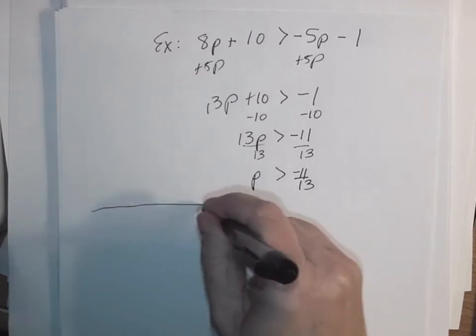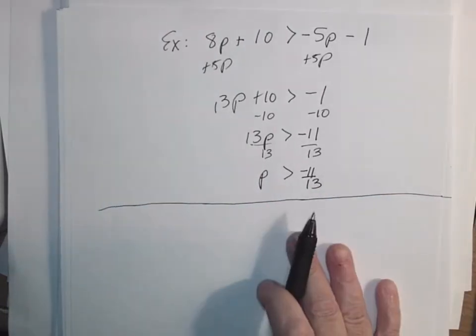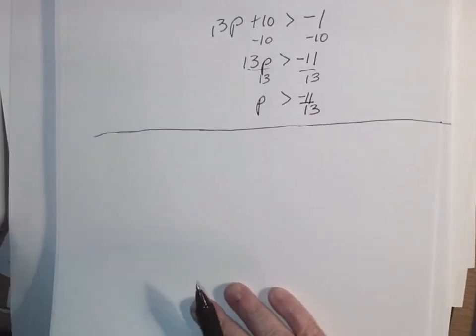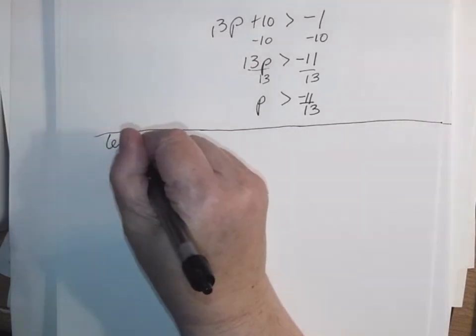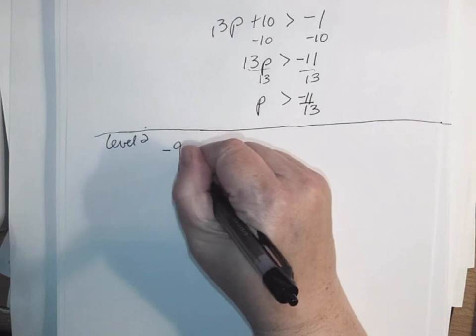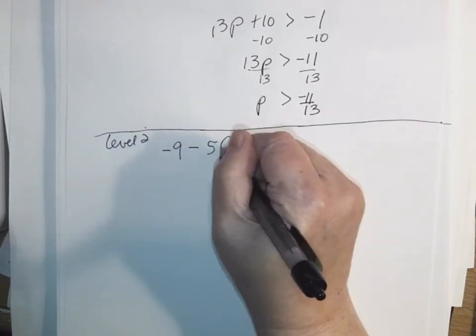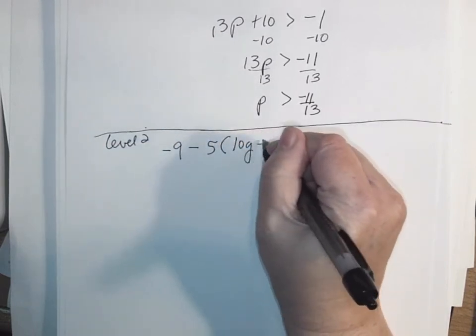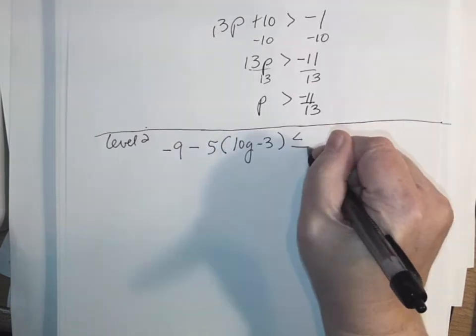So what does a level 2 example look like? So let me write this out. Negative 9 minus 5 times 10g minus 3 is less than or equal to 3g minus 6 plus 8.